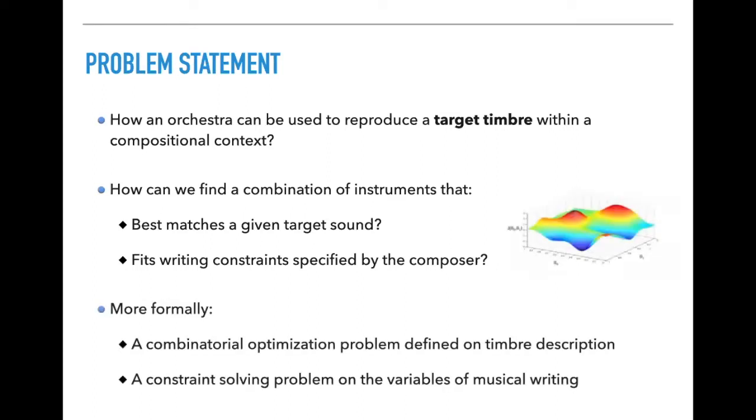So mathematically speaking, this is a twofold problem. One part of it is a combinatorial optimization problem defined on the timbre. And the other part of it is a constraint solving problem defined on the symbols, the variables of musical writing. So again, we see this connection between the symbolic space and the signal space in this project.